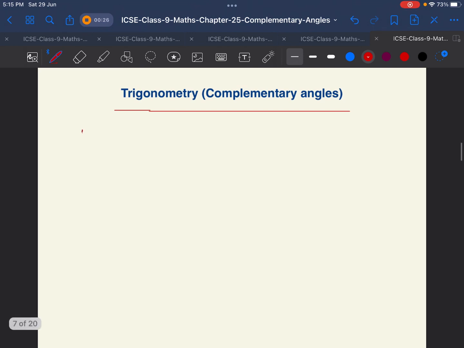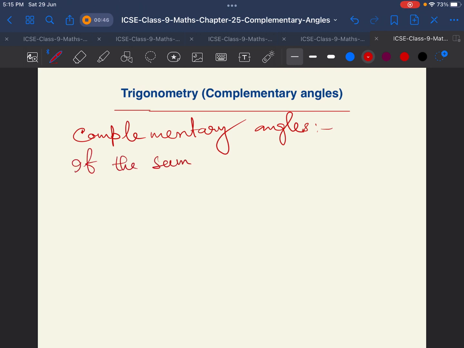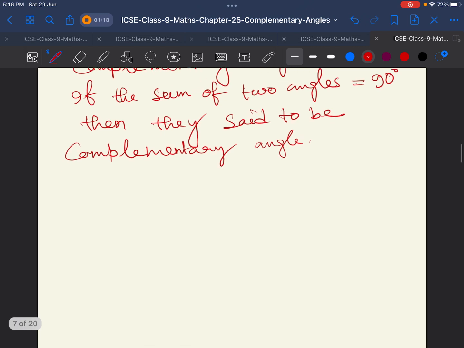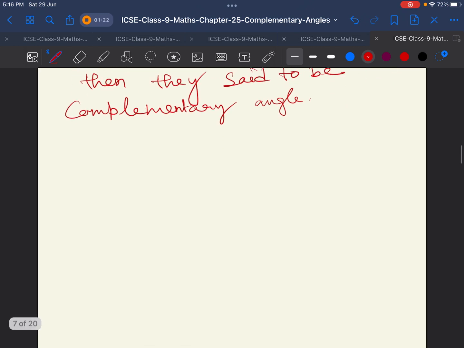First, we will remember what a complementary angle is. If the sum of two angles is 90 degrees, then they are said to be complementary angles. So if the sum of two angles is 90 degrees, then they are said to be complementary angles.